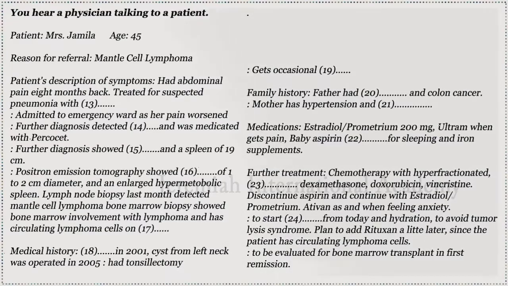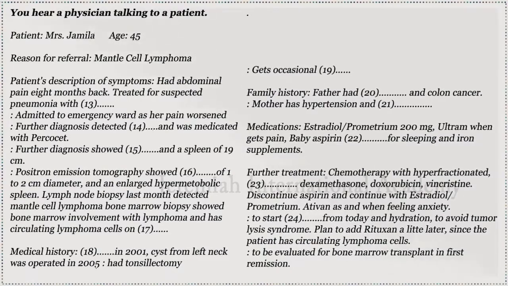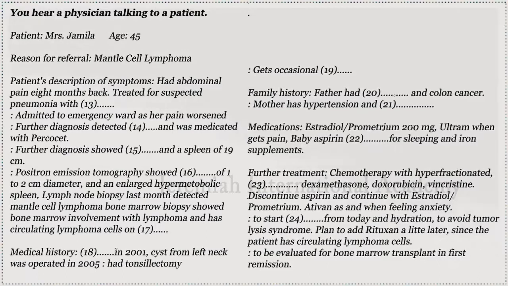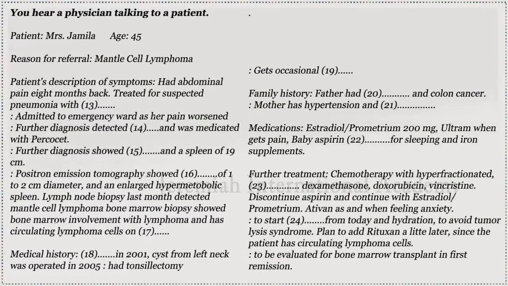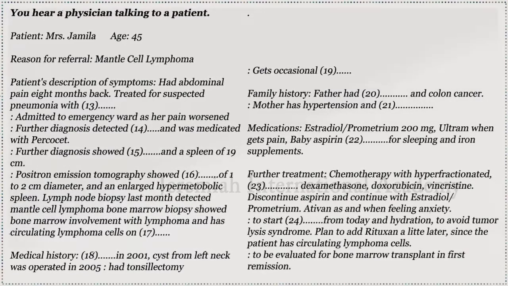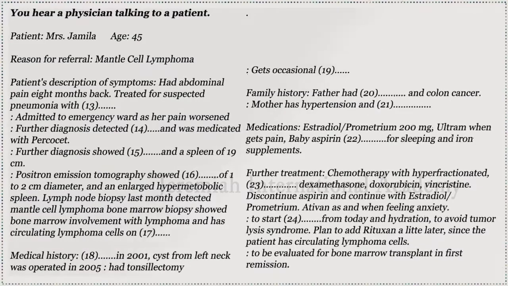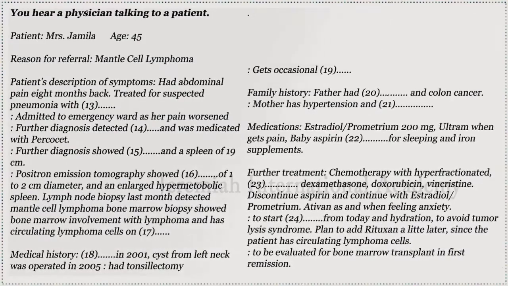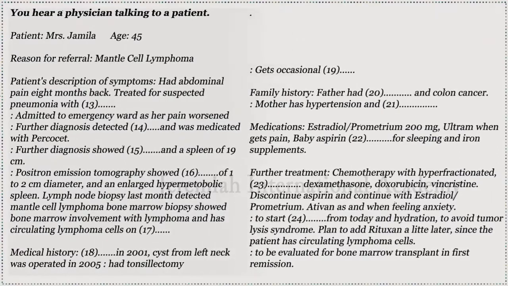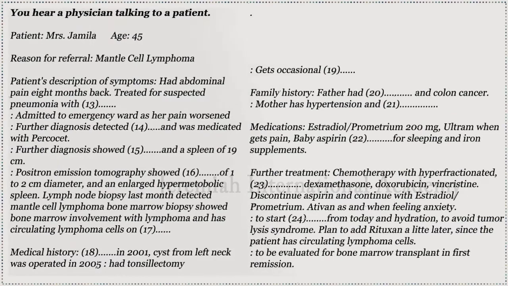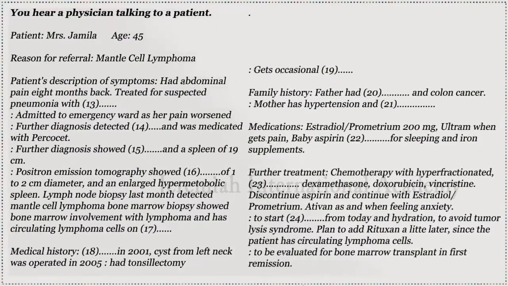Well, your physical exam shows the oropharynx is benign. There is shotty adenopathy in your neck, though, and your abdomen is soft and non-tender, and shows a palpable spleen approximately 10 centimeters below the right costal margin. Your mantle cell lymphoma is confirmed, and I would advise that you go for chemotherapy with hyperfractionated cyclophosphamide, dexamethasone, doxorubicin, and vincristine. Discontinue aspirin for now and continue estradiol and Prometrium.